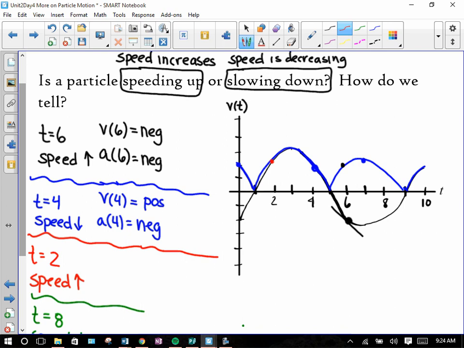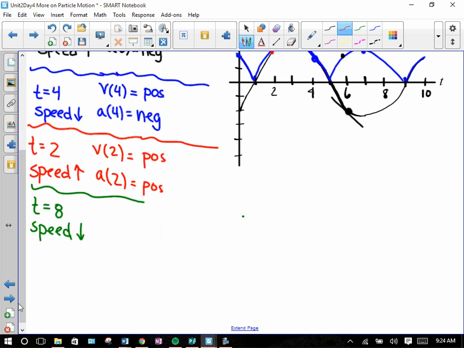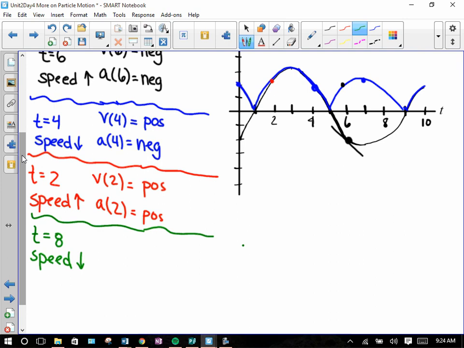So, t equals 2. The velocity at t equals 2 and the acceleration at t equals 2. They're both positive. Good. And then one last one to look at, t equals 8. Shamar, the velocity at t equals 8, is it positive or negative? And is the acceleration at t equals 8 positive or negative? Positive.